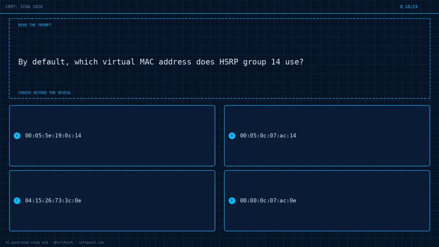Question 15 of 23. By default, which virtual MAC address does HSRP Group 14 use? Options A through D are IPv6 addresses shown on screen. Decide on the strongest option before the reveal. Stay with your gut. The answer is option D.